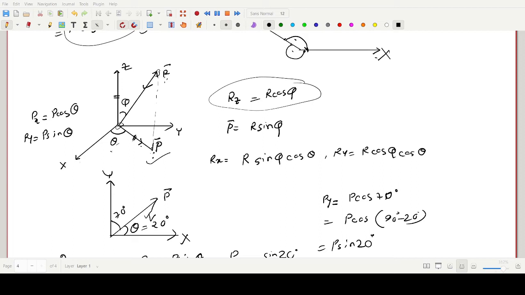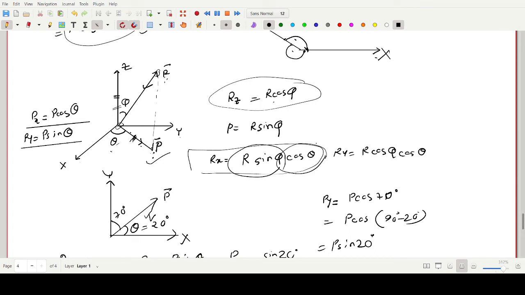Now, the component of P along X is P cos theta, and the component of P along Y is P sin theta. So what is the component of R along X? Look, P itself equals R sin phi, if Rz equals R cos phi. Since these two are perpendicular, the component of R along X will be P times cos theta.